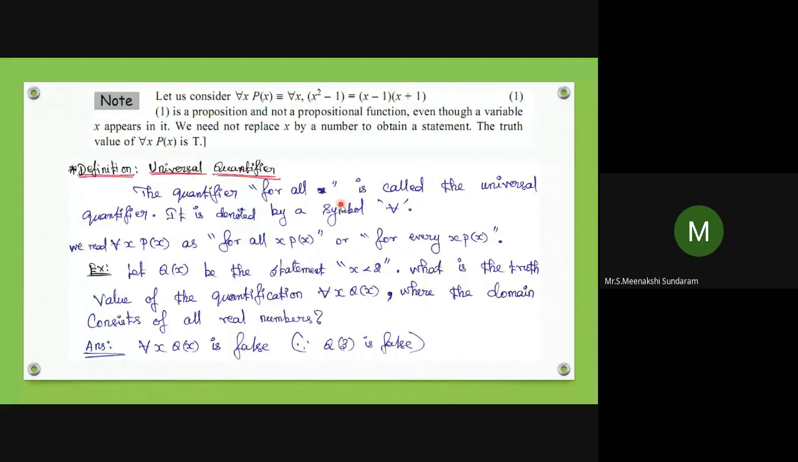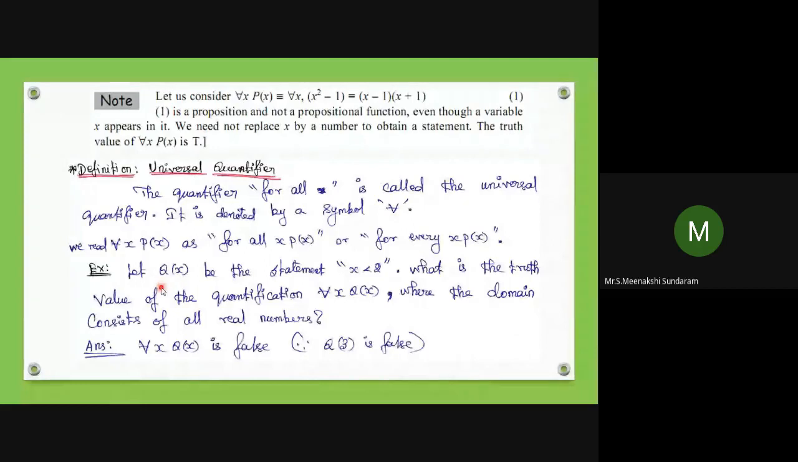Okay. Universal quantifier. So these are the quantifiers. The symbol for all x is called the universal quantifier. It is denoted by the symbol for all. We read it as for all x P of x, or for every, for all. Example: let Q of x be the statement x is less than 2.